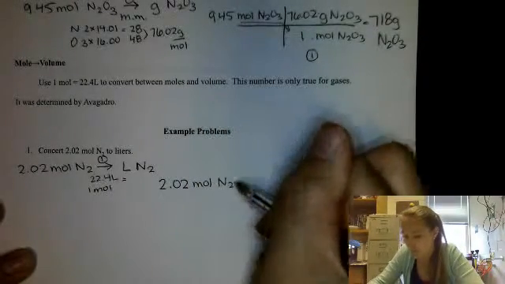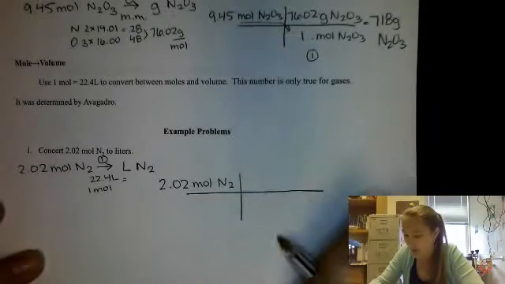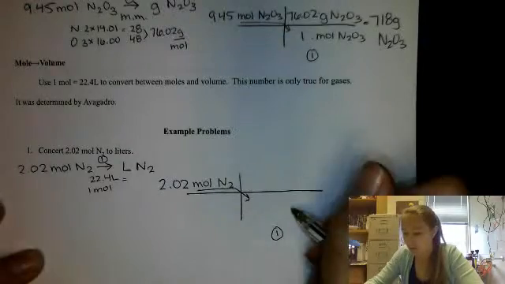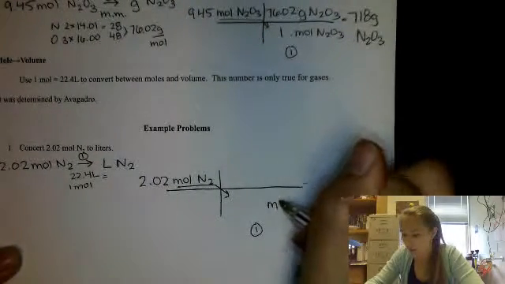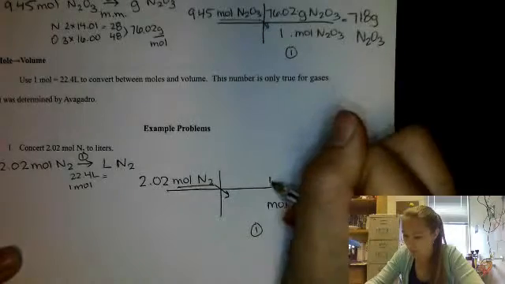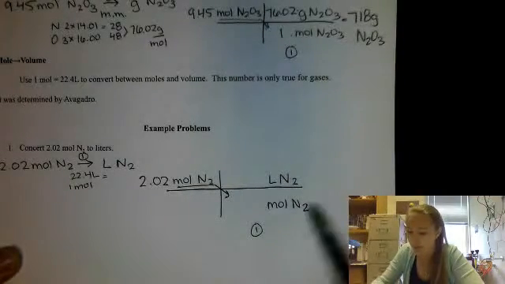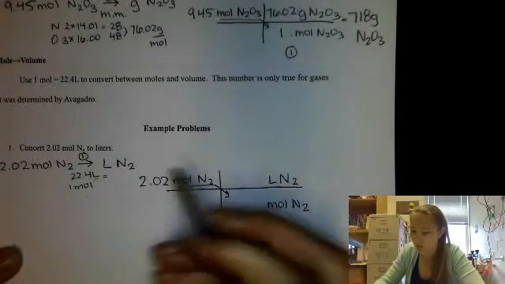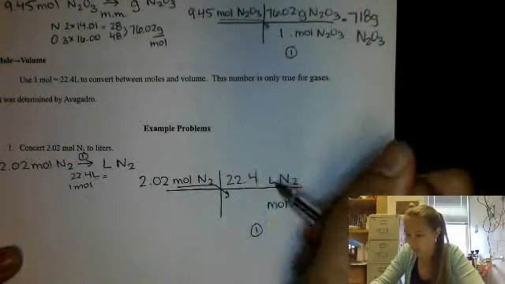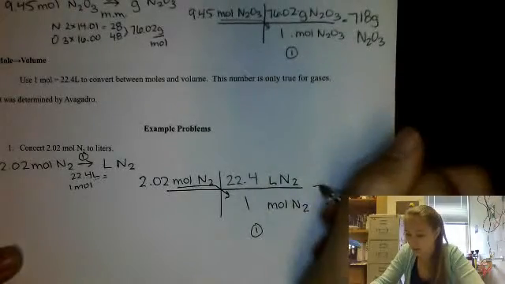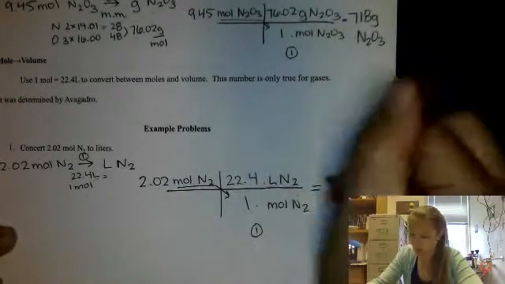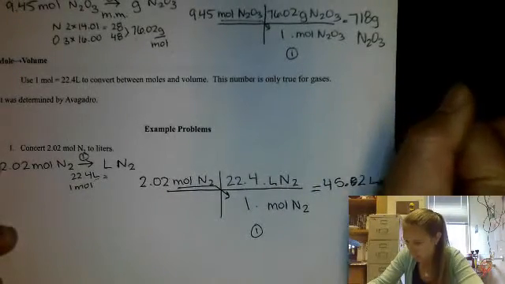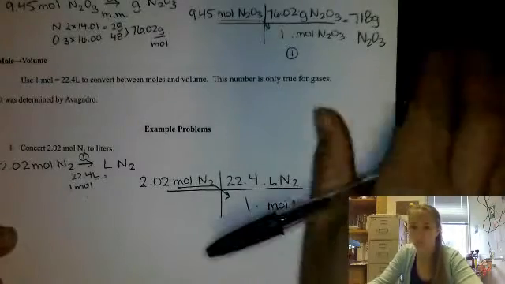So I start with my 2.02 moles of nitrogen. Remember, nitrogen's a diatomic. I have one step because I have one arrow, so I take my units and drop them down. Moles N2 on the bottom, liters N2 on the top, and now I go back and fill in my numbers. 22.4 liters per 1 mole. I multiply across the top and divide by the bottom. 45.2 liters N2.